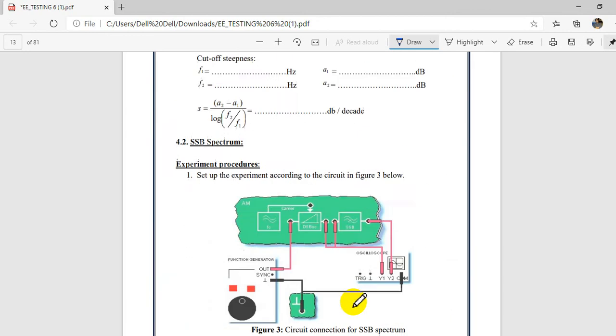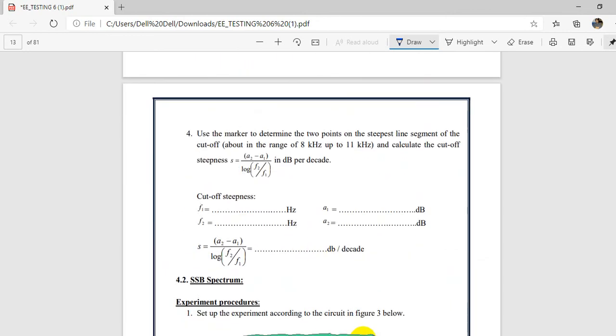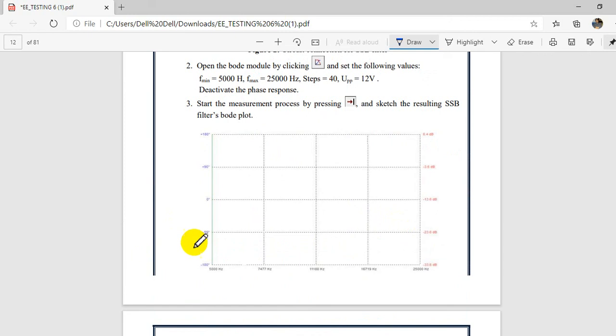Let me write the values for you. What was F1 here? F1 is 9.822 hertz, and A1 is minus 8.94 dB. F2 is 108.66 hertz, and A2 is minus 3.21 dB. You can plot it like this.